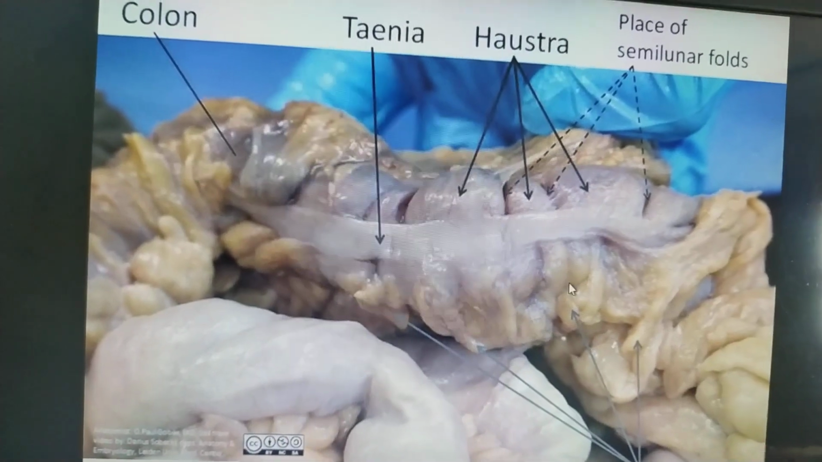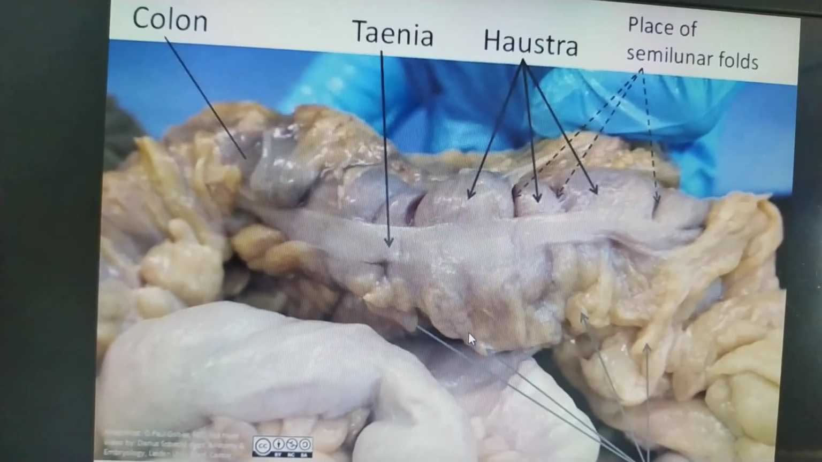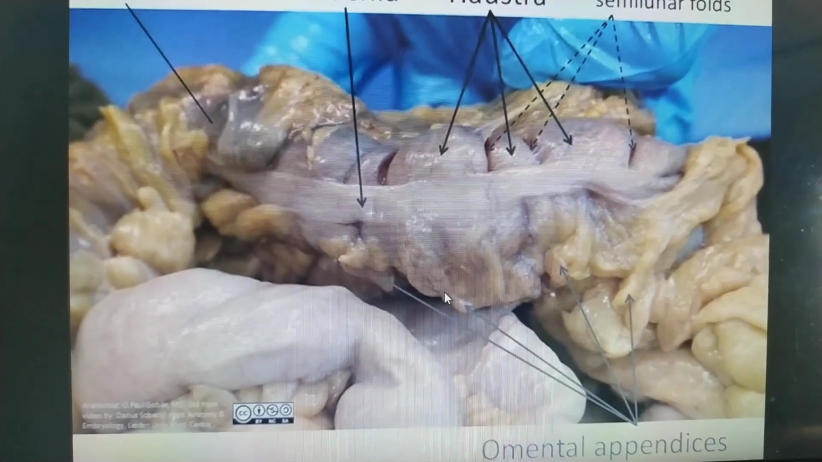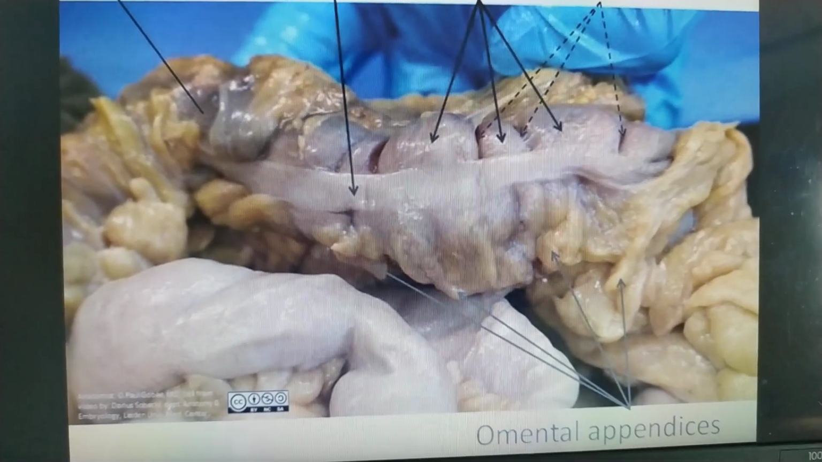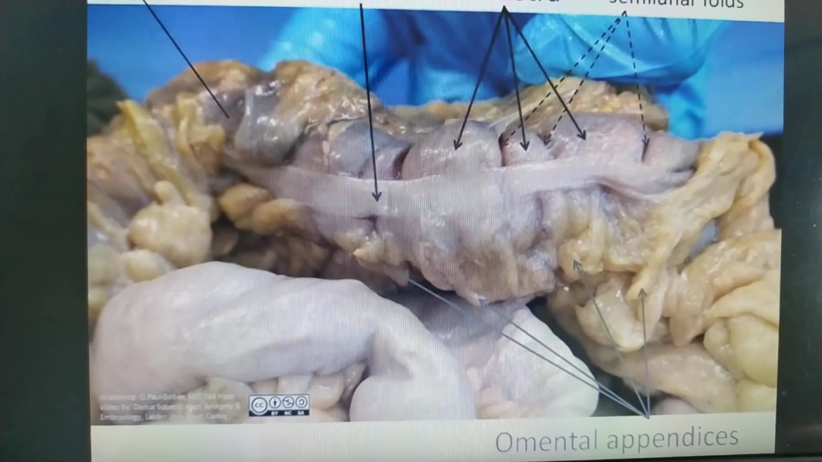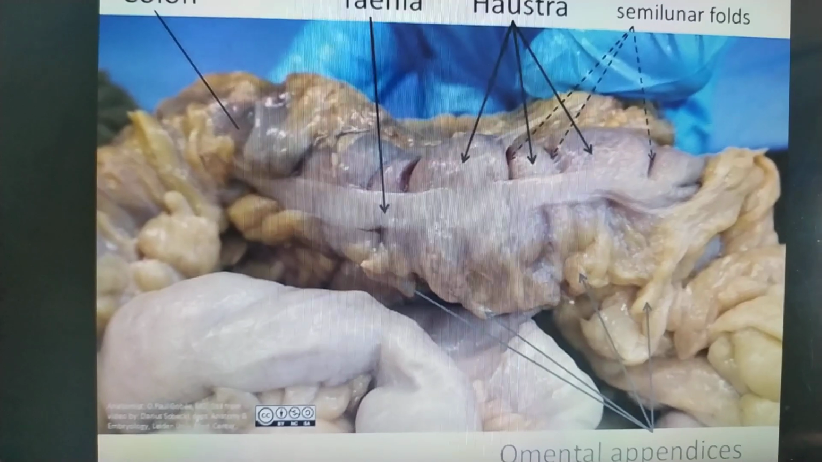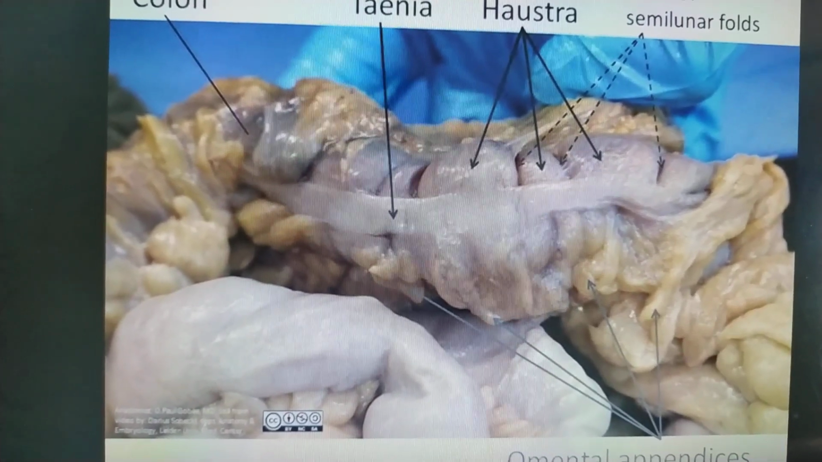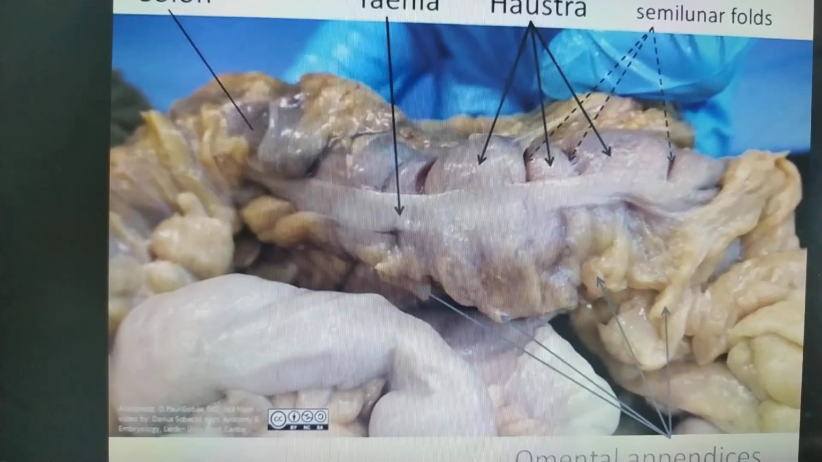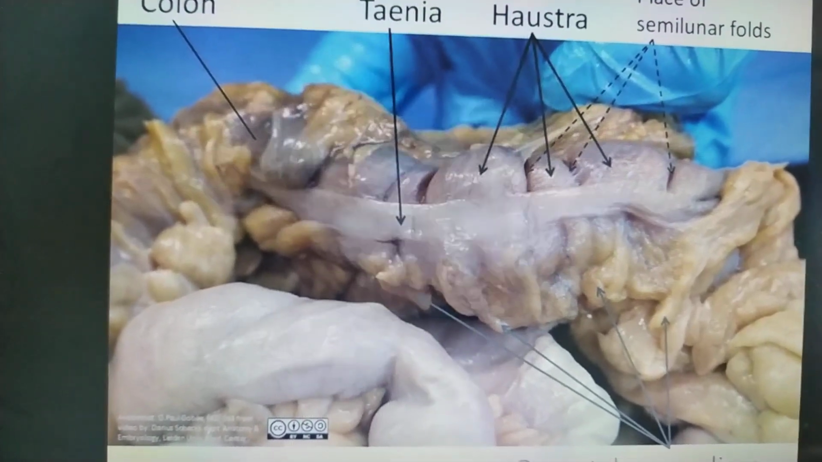Okay, now the third thing is this appendices epiploicae. So appendices epiploicae are thin peritoneal pouches which are filled with fat, and these appendices epiploicae are present in the transverse colon and the sigmoid colon, but absent in the cecum, appendix and the rectum.